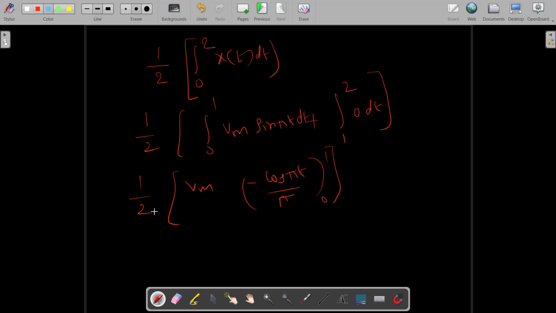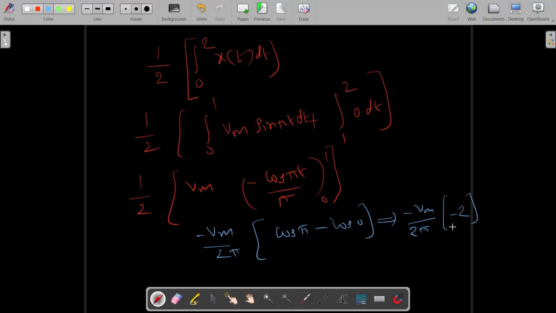So therefore this is minus Vm by 2, right? Pi is constant here. So this is cos pi minus cos 0, which is going to be minus Vm by 2 pi times minus 2, correct? The 2 gets cancelled, and minus minus becomes plus. The overall answer is going to be Vm by pi. This is the average value for the given x of t. Let us go to the next page.